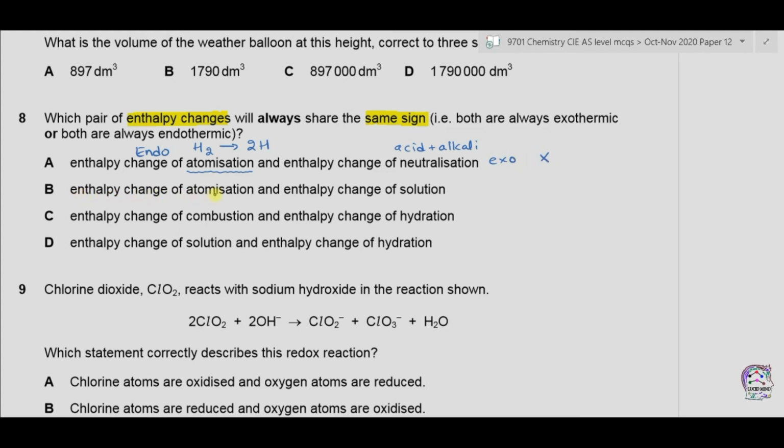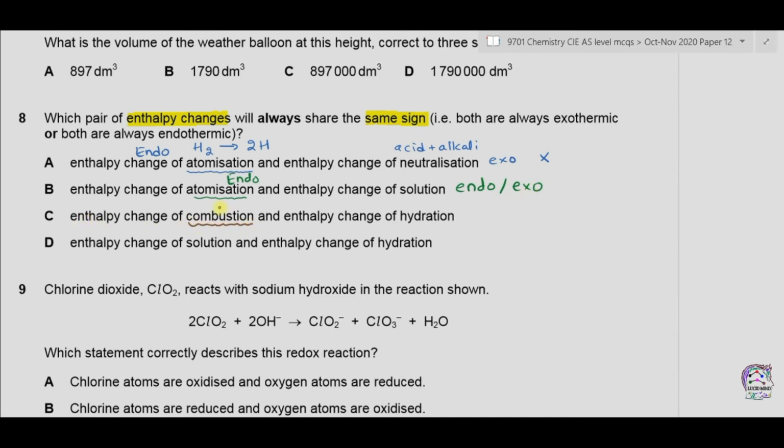B. Enthalpy change of atomization, again this is endothermic. And enthalpy change of solution. Now what happens in solution is that a solute is dissolved in enough volume of solvent to make up a solution. Now the enthalpy of solution is dependent on the type of solute. So it could be either endothermic or exothermic in nature. C. Enthalpy change of combustion.